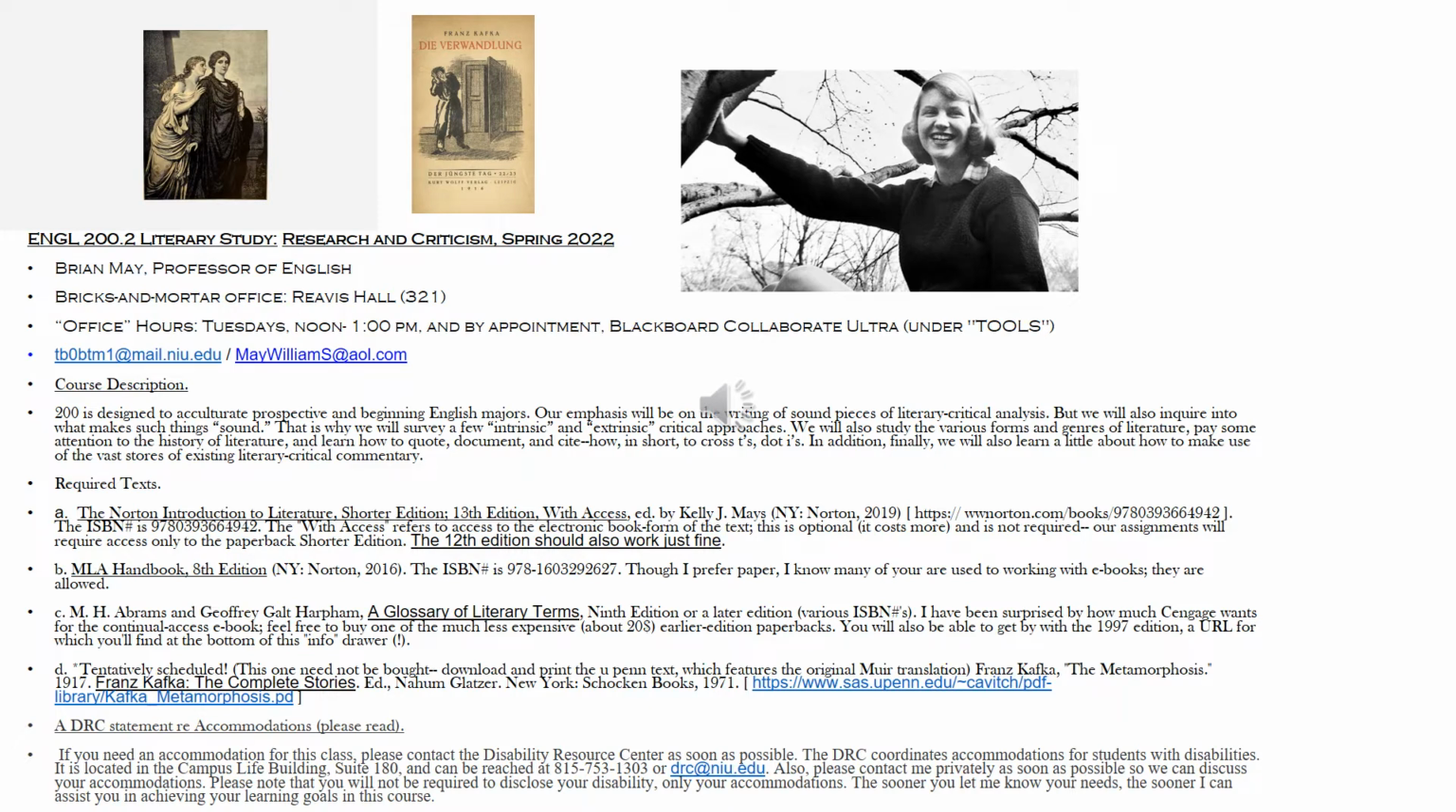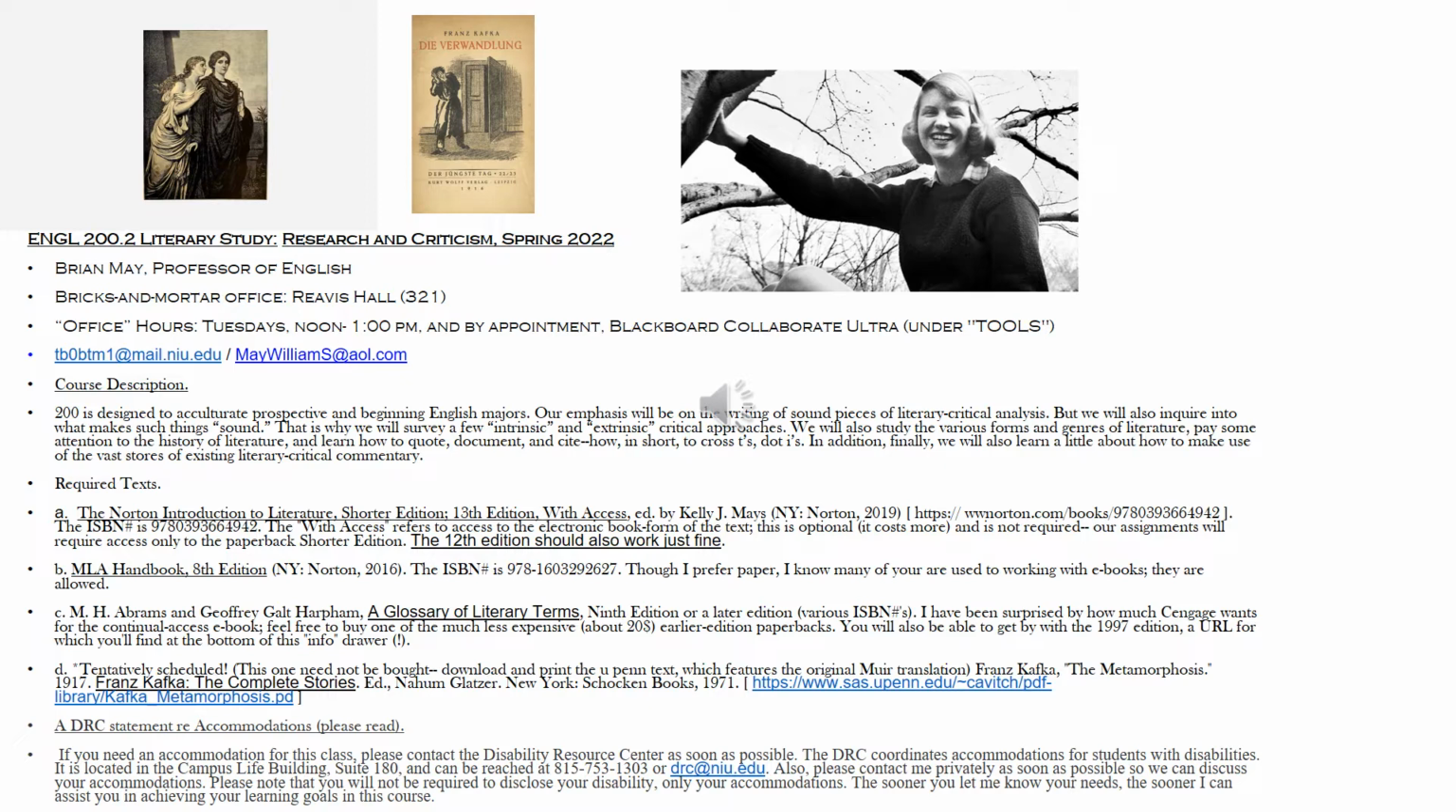Then, of course, a glossary of literary terms, 9th edition or later edition, but it's an expensive book. And I must tell you, you will probably be able to get by with this 1997 edition, which I actually have a link to in the bottom of the info drawer. So if you don't want to cough up the money for that glossary of literary terms that I believe is being overcharged for by Cengage, I will admit, there may be ways of getting by just fine and spending a little bit less money, maybe spending no money on that particular item.